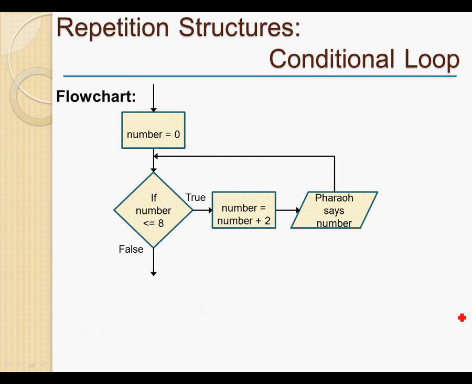If we want to see the flowchart for this, again, I've got my variable called number, given it a value. If that number is less than 8, I'm going to go into my loop and add 2 to it and output it. I keep on doing that as long as that number is less than 8. As soon as that's no longer true, I skip out of my loop and continue on with the rest of my program.